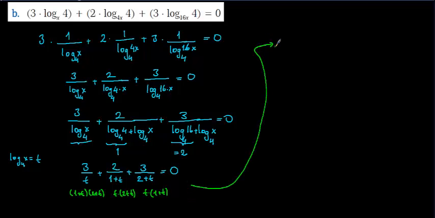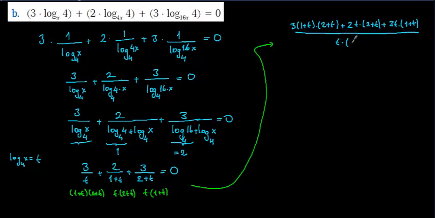If we continue from this part, 3 times 1 plus t times 2 plus t, plus 2 times t times 2 plus t, plus 3 times t times 1 plus t, all over t times 1 plus t times 2 plus t, is equal to 0.